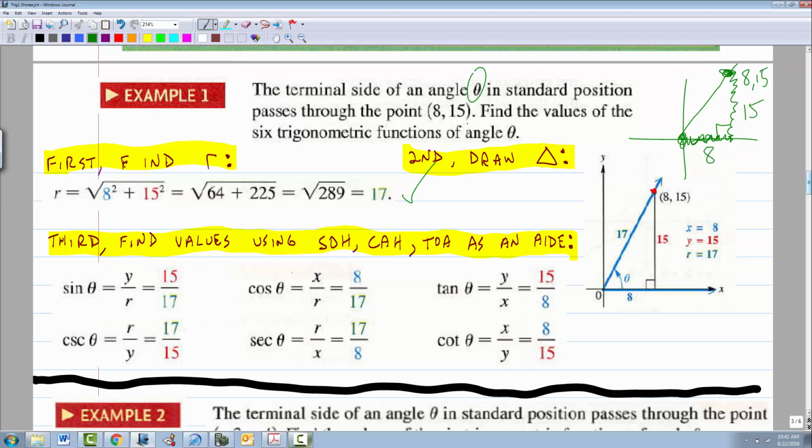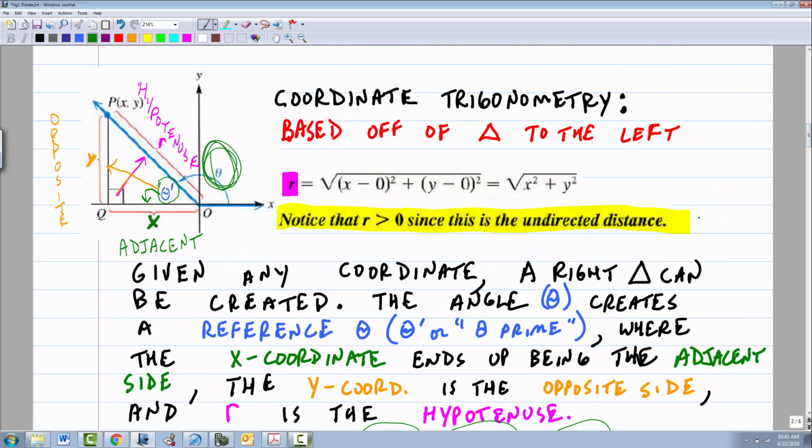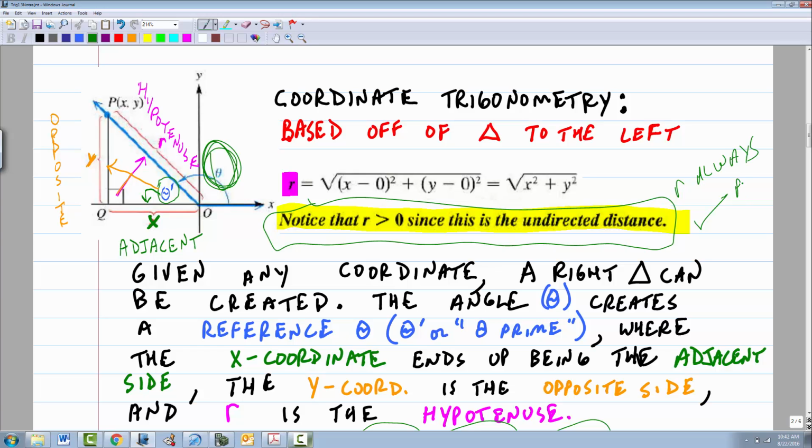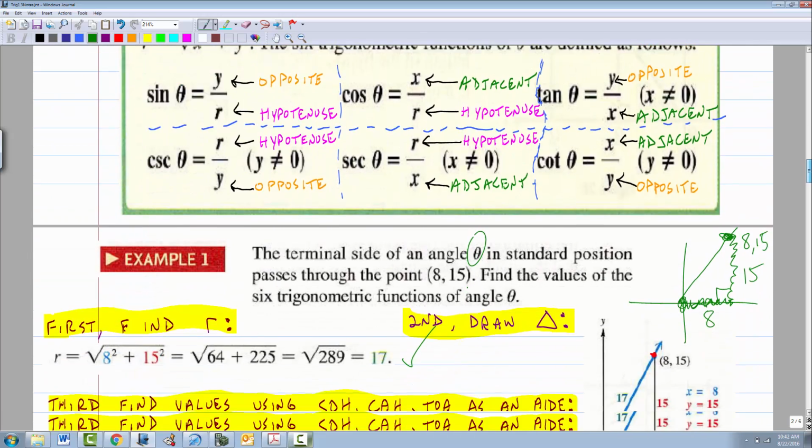Oh, by the way, let's go back up here. I kind of snuck that in here. This is important. This means R is always, always, always positive. Okay? Only X and Y can be negative depending on what quadrant you land in. You'll see that in the questions when we get more complicated with this. So R is always positive. X and Y may be negative depending on what quadrant you end up in.